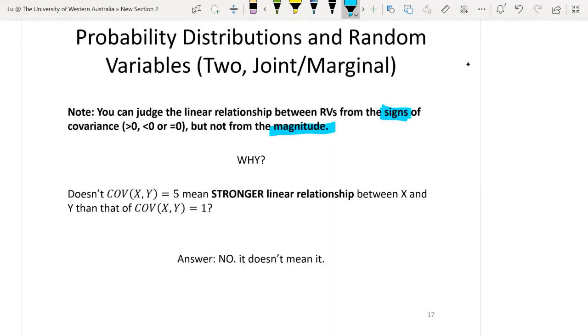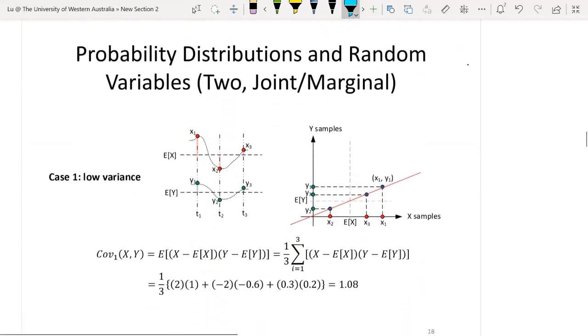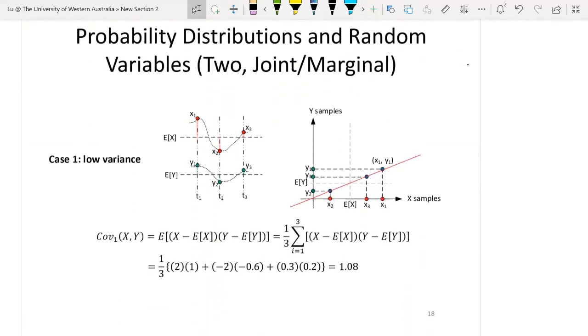Why do we have this result? If the covariance of xy is equal to 5, doesn't it mean the linear relationship is much stronger than that of the case where the covariance is equal to 1? The answer is no, it doesn't mean that at all. So let's see a quick example. The first one, actually we have mentioned the example in our previous discussion. We call that case 1.